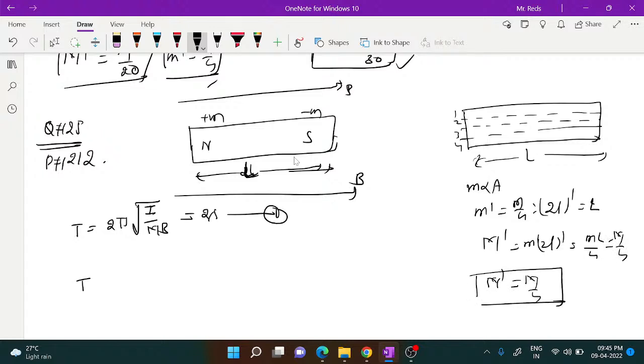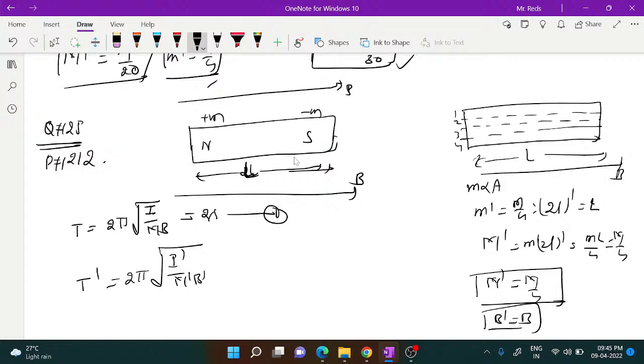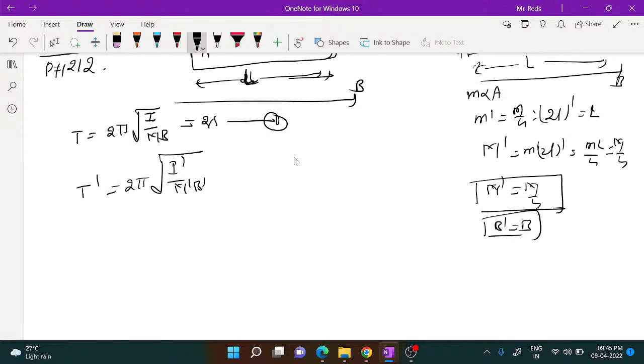The new time period for such a piece is 2 pi times the square root of I dash by m dash B dash. But each piece is kept in the same field, so B dash is B only. So if you take B dash as B and m dash as m by 4, then what about I dash? You should know what I dash is also.